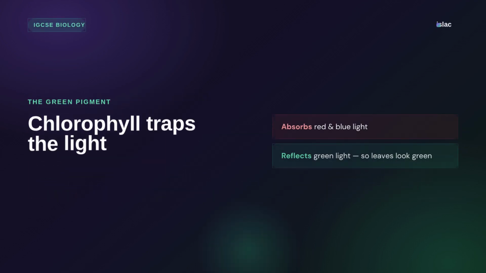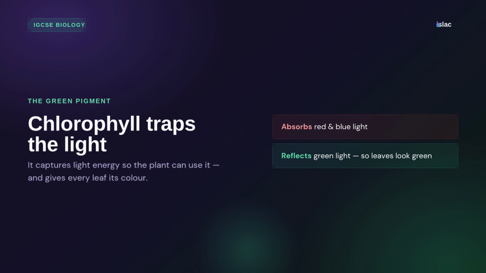But light energy can't be used until it's captured, and that job belongs to chlorophyll, the green pigment that gives leaves their color. Chlorophyll absorbs light, mainly the red and blue parts of the spectrum, and reflects green light back. That reflected green is exactly why plants look green to us. The light energy it traps is what powers the entire reaction.